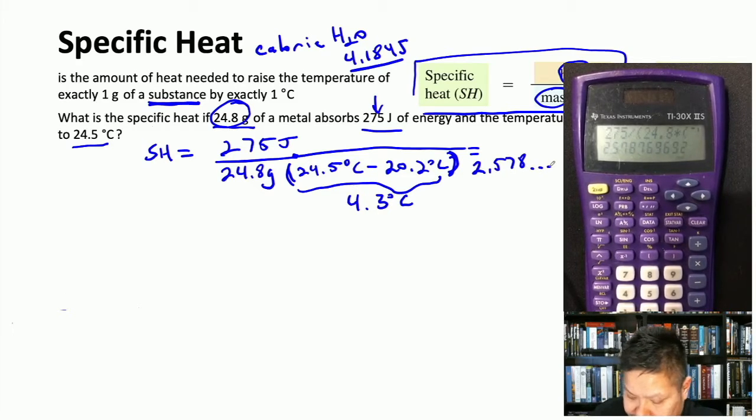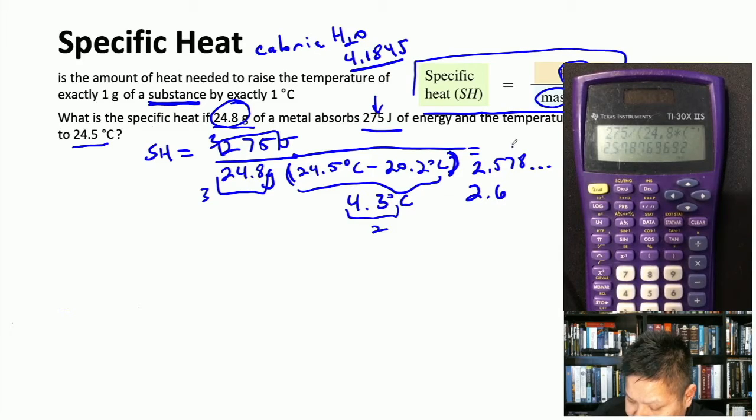Well, we have to use our sig figs here. There are 3 sig figs with the heat. The mass has 3 sig figs as well, but the change in temperature only has 2 sig figs. So we're going to have to change this to be 2 significant figures. How do we do that? That will be 2.6, and the reason why is because if we look at the 7 here, the 7 actually rounds the 5 up to 6, and that's why we have 2.6.